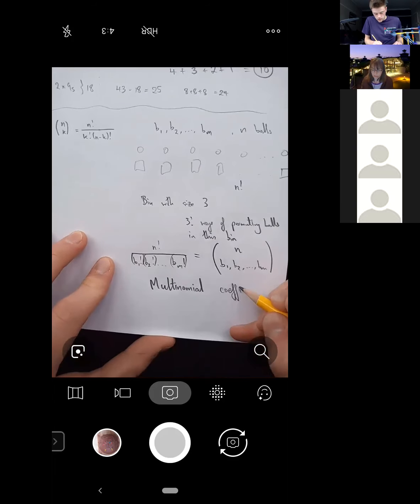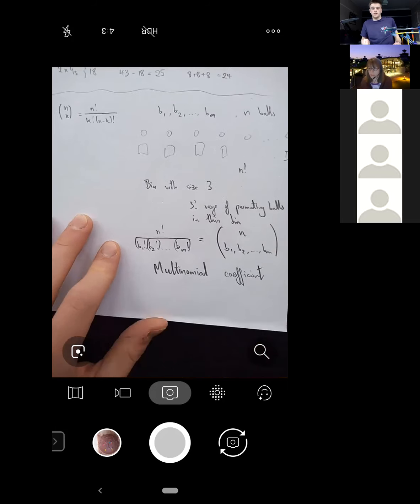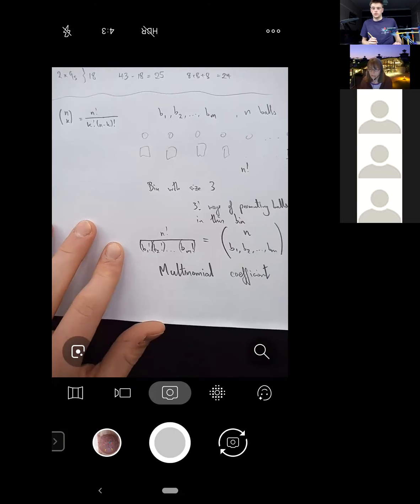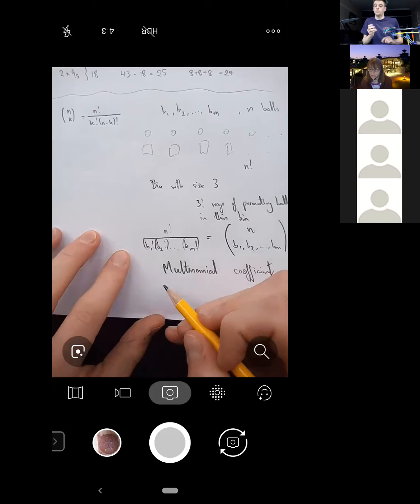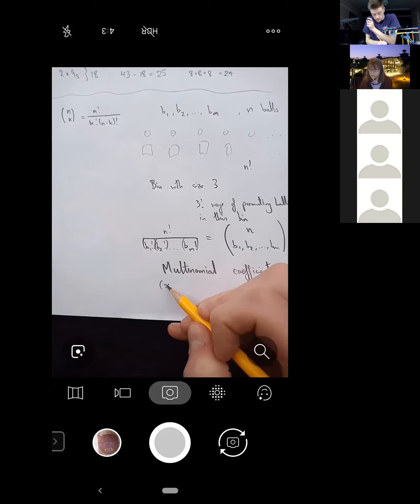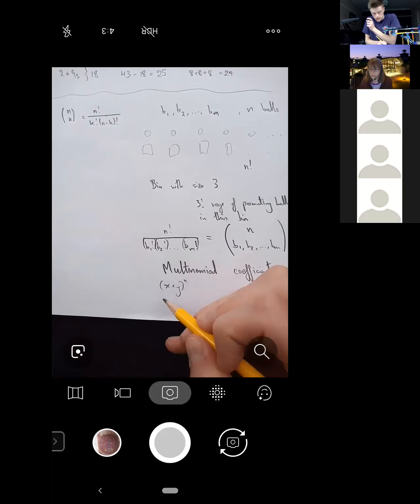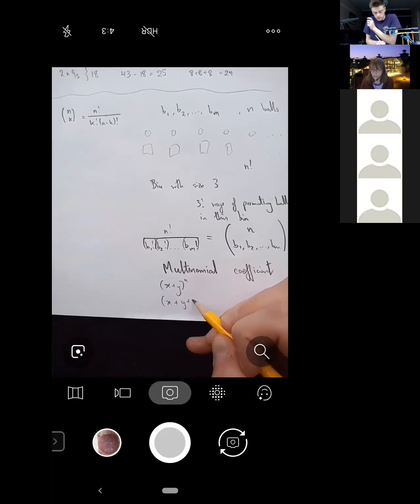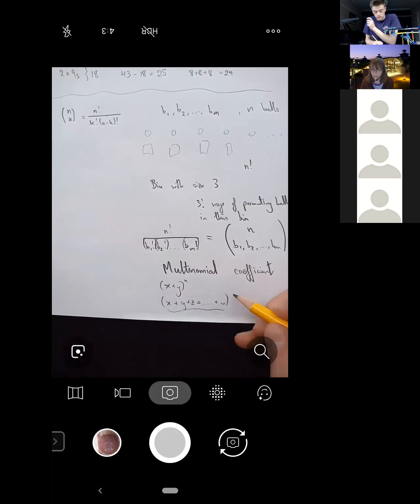Coefficients. And it'll tie into whenever the binomial coefficients are the coefficients of the expansion, say x plus y to the n, then multinomial are the coefficients of x plus y plus z plus ... plus w, where there's m in here, to the power of n. Okay, so you can read up with that.